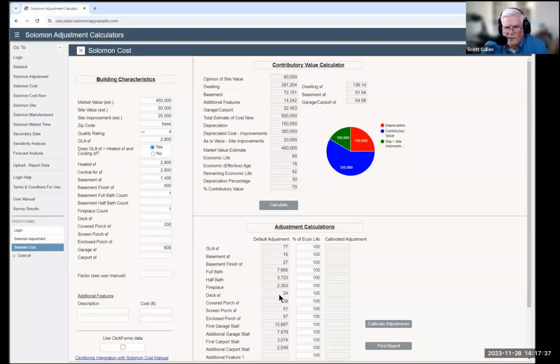Now, the reason that we've included this second column, I call this percent of economic life. A deck only has about a third of the life of the house as a whole, right? The house has a 60-year economic life. The deck has a 20-year life. And by the way, that is in data that you can download on that website that I showed you before from the National Association of Home Builders. So now when I click calibrate, that's my term for trying to bring these depreciated cost numbers closer to reality based on the idea that some parts of the house depreciate faster than others.